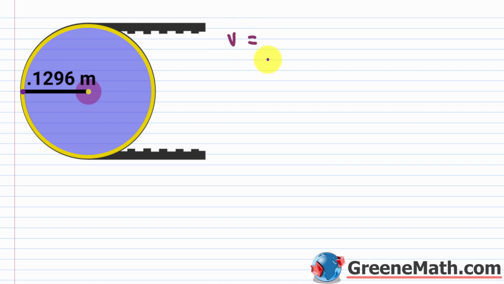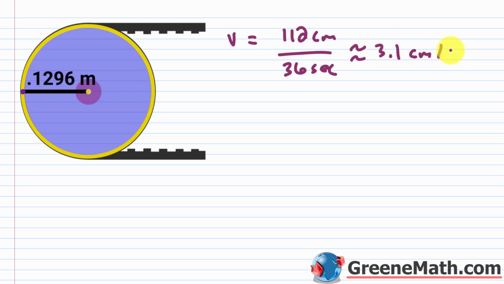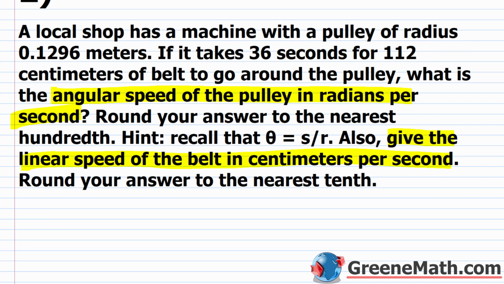So V is equal to your arc length, or the distance traveled around the circle here, is going to be 112 centimeters. So you could write that off to the side and say S is equal to 112 centimeters. And this would be over your time. So this is going to be 36 seconds. So if you punch that into your calculator, you're going to get approximately 3.1, and this would be in terms of centimeters per second. So that's your linear speed. You can just go ahead and answer that now. So let's just go ahead and say that V is approximately 3.1 centimeters per second.